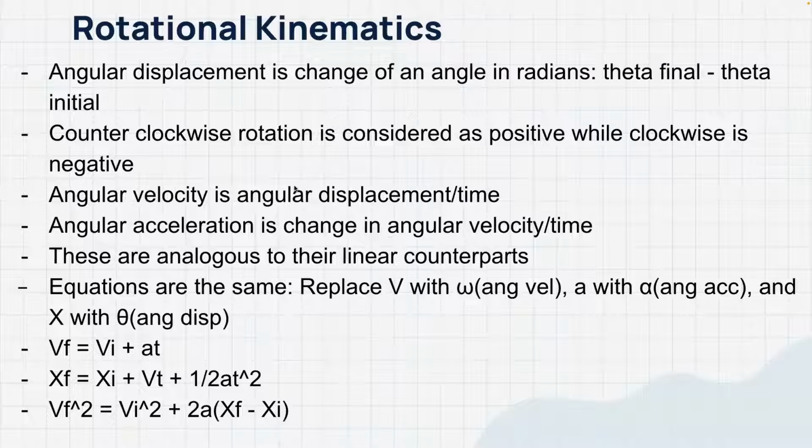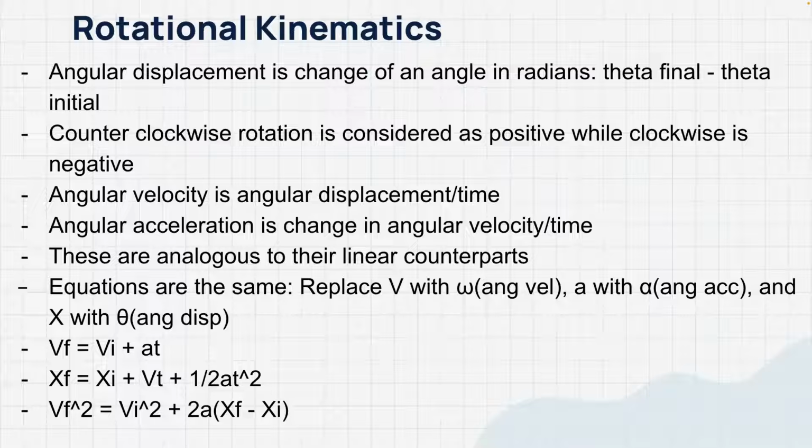Rotational kinematics. Angular displacement is the change of an angle in radians, theta final minus theta initial. Counterclockwise rotation is considered positive, while clockwise rotation is considered negative. This is just convention. Angular velocity is just the change in angular displacement over time.